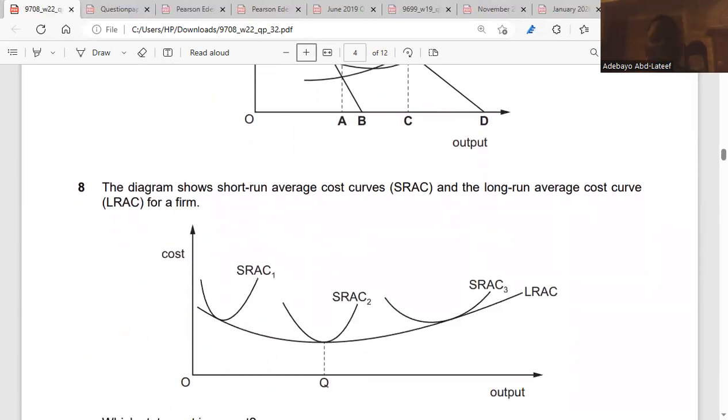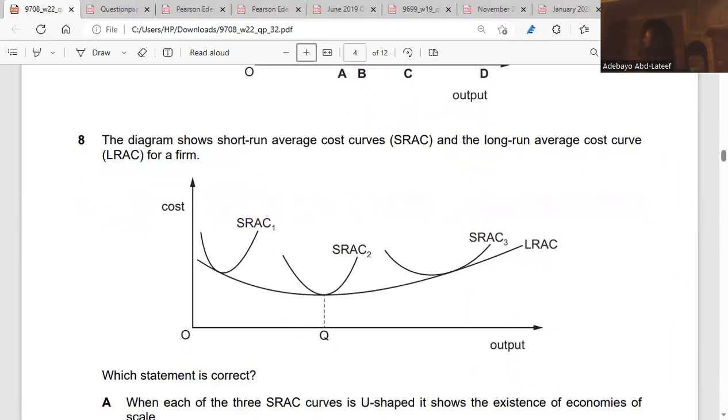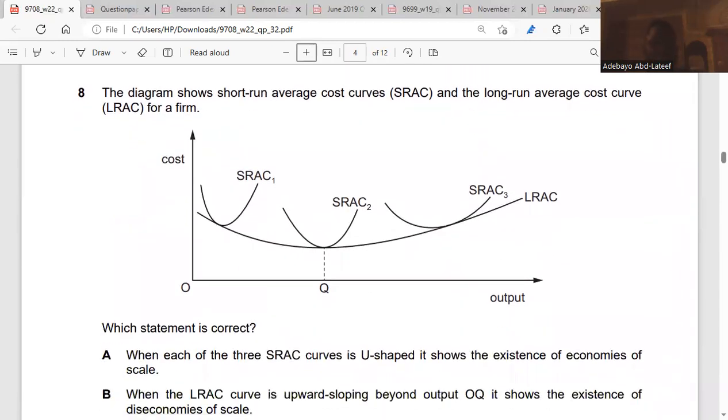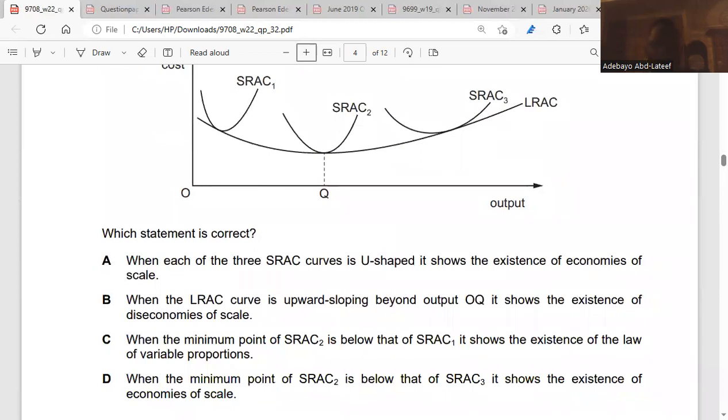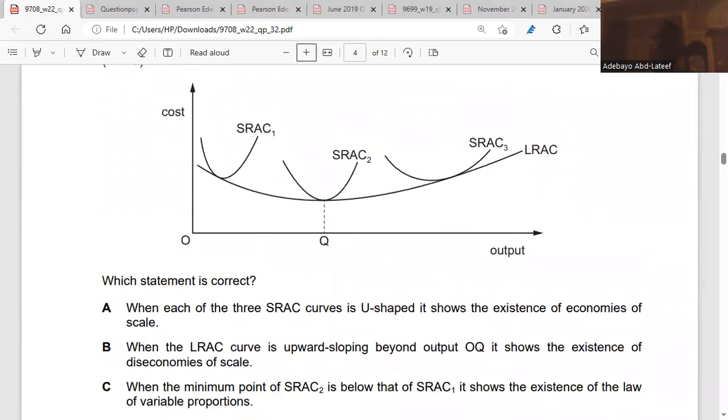Question 8. They said the diagram shows the short-run average cost and the long-run average cost curve for a firm. Which statement is correct? When each of these three curves is U-shaped, it shows the existence of economies of scale. No, it shows the existence of diseconomies of scale, so it's not A. When the LRAC curve is upward sloping beyond output OQ, it shows the existence of diseconomies of scale. That's the answer. The answer is B. As soon as you produce more than your output Q, you're going to witness diseconomies of scale.